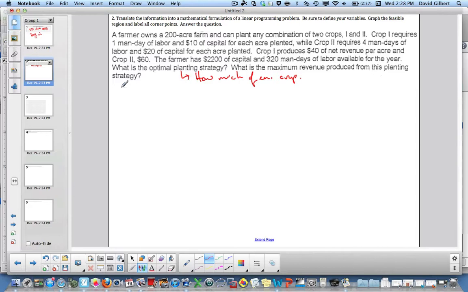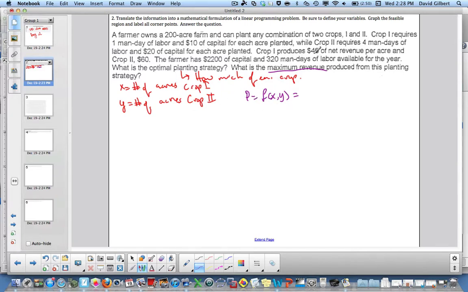So that tells us right away that X equals the number of acres of crop 1, and Y equals the number of acres of crop 2. So those are what our variables stand for. What is the maximum revenue produced from the planting? So the maximum revenue, that's going to give us our max-min function. I always use f of xy. It's P equals f of xy equals, it doesn't matter which way you name it.